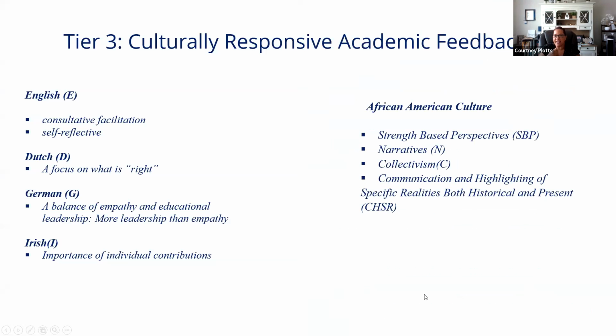And here's the last example of a tier 3, and this comes down to an individual student. If you look at how you've been giving academic feedback or how you've taught to give academic feedback, it falls in a very Eurocentric lens.